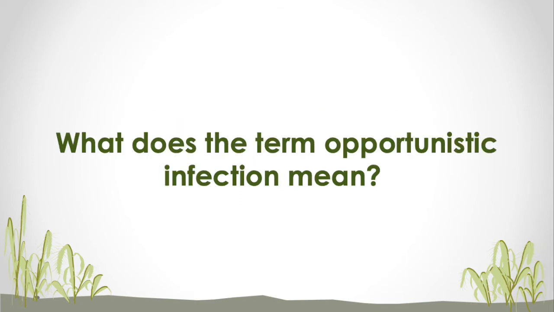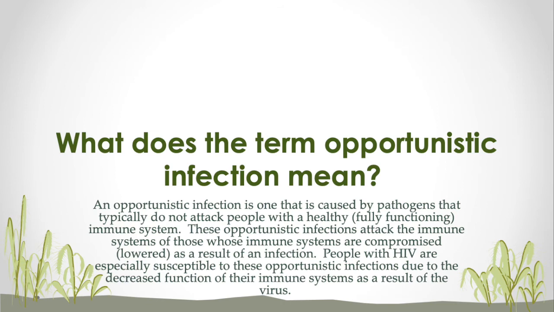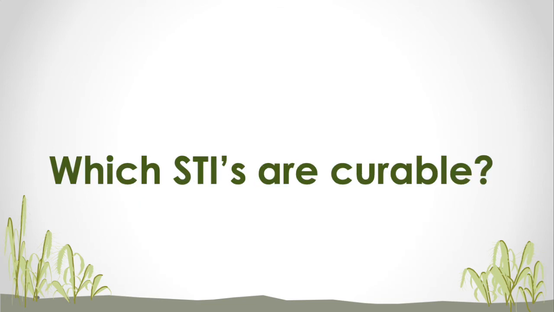Our next question is, what does the term opportunistic infection mean? So an opportunistic infection is one that is caused by pathogens that typically do not attack people with a healthy or fully functioning immune system. So the opportunistic infections attack the immune system of those who have a lower or an immunocompromised immune system. And so these are people with HIV due to their decreased function of the immune system as a result of the virus.